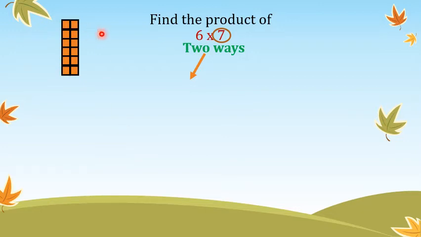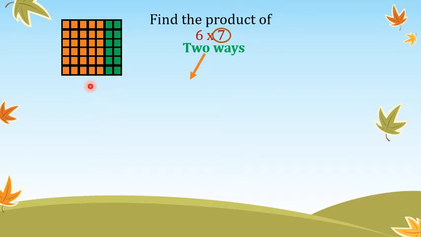1, 2, 3, 4, 5, and 6. And how many columns will we have? 1, 2, 3, 4, 5, 6, and 7. Okay, so this is an array that represents 6 times 7. Let's break it down to smaller arrays. Okay, now we have 5 columns colored in orange and 2 columns colored in green. So I broke down the what? The 7. So I broke down the 7 to 5 and 2.